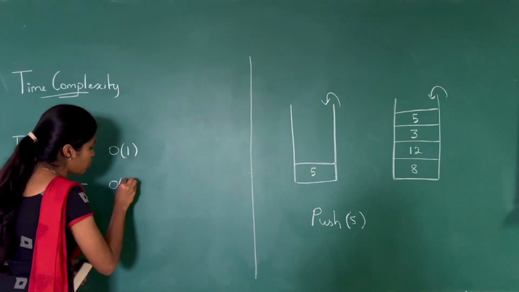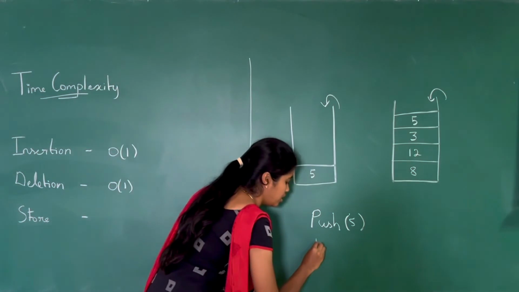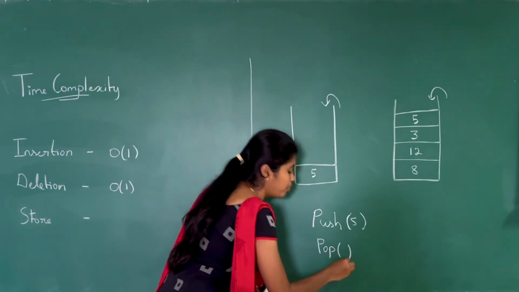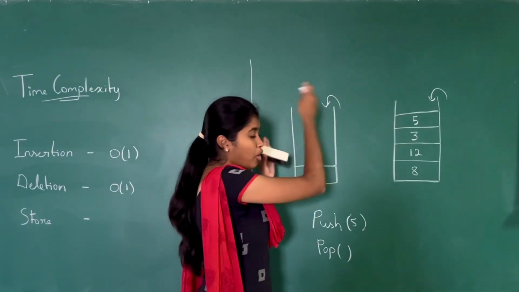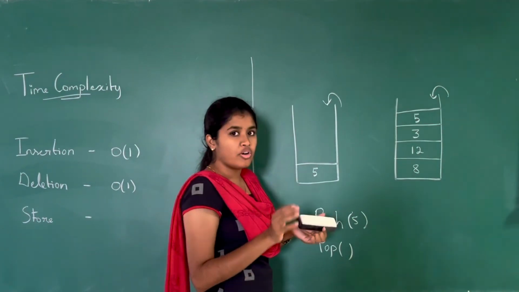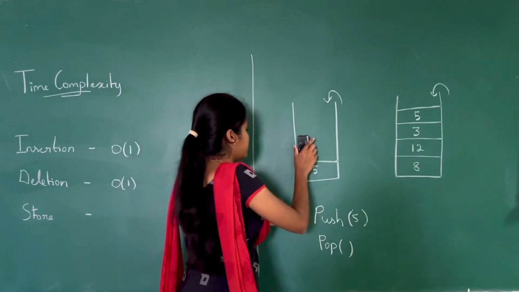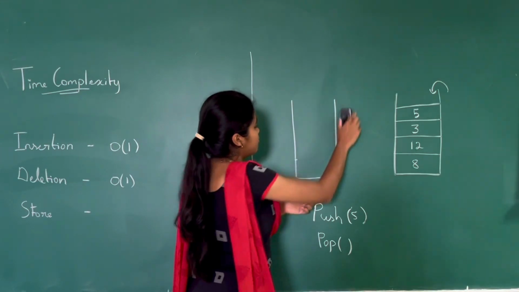Next is deletion. Deletion also takes order of 1 time complexity. The topmost element in the stack will get popped out, irrespective of how many elements is there in the stack. Here, 5 will get popped out.